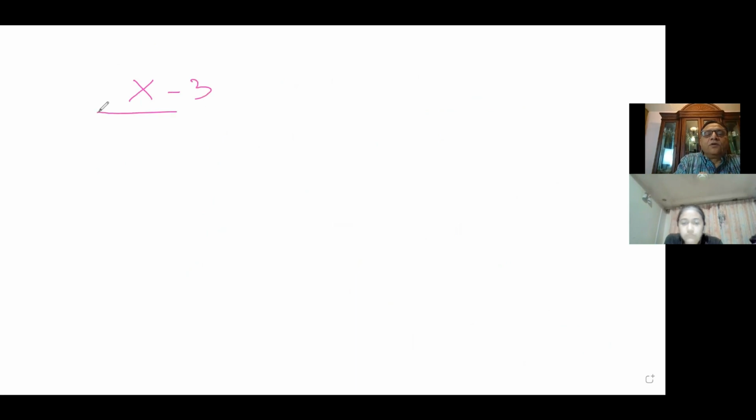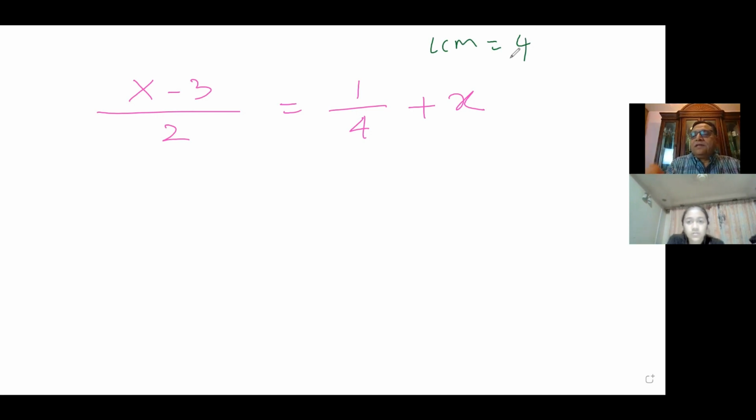x minus 3 over 2 equals 1 over 4 plus x. How will you solve this equation? Lowest common multiple, as you say, is 4. So we'll multiply everything by 4. Yes. So we get x minus 3 over 2 equals 1 over 4 plus x. I'm going to multiply everything by 4, correct?